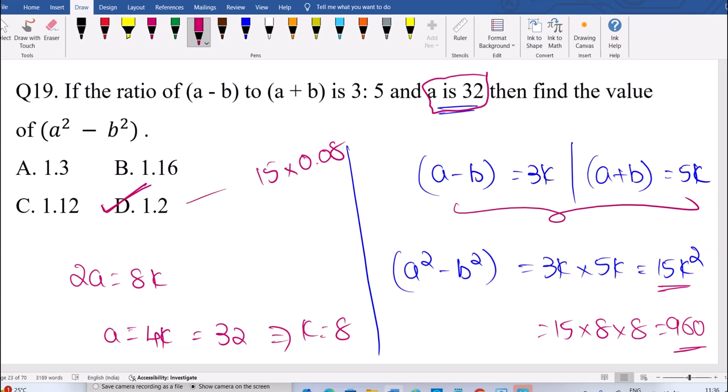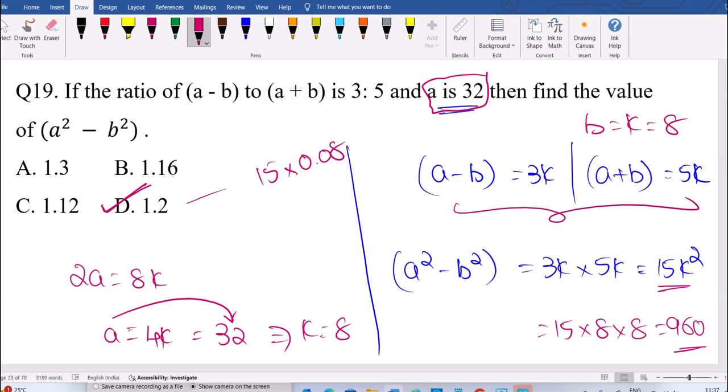You can clearly see there is a blunder mistake in this question. Sir, no, I want to calculate A separately, B separately. Okay. You already got A value, how much? 32. What is B value? Subtract these two, divided by 2. 5K minus 3K, 2K. B is K. K means 8, so B is 8.